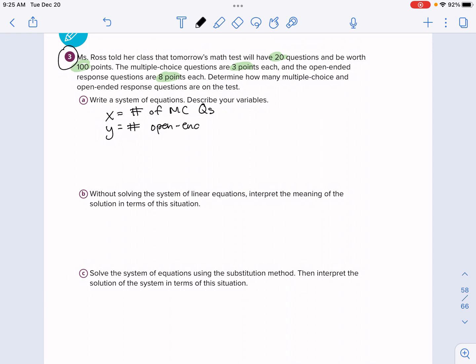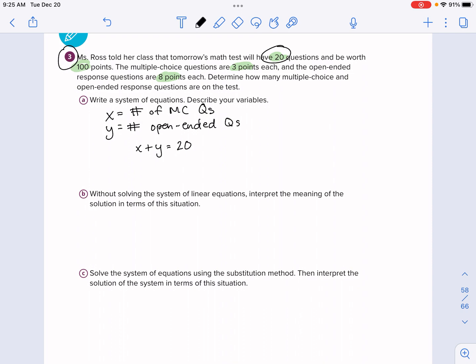What does it say, open-ended? Yeah, I'll put Q's for questions. All right, so in this situation, we know point value. We know how many problems are on the test. So if you take all of the x's and all the y's, so all the multiple choice and open-ended responses, you get total number of questions, which is 20. There's 20 problems on this test.